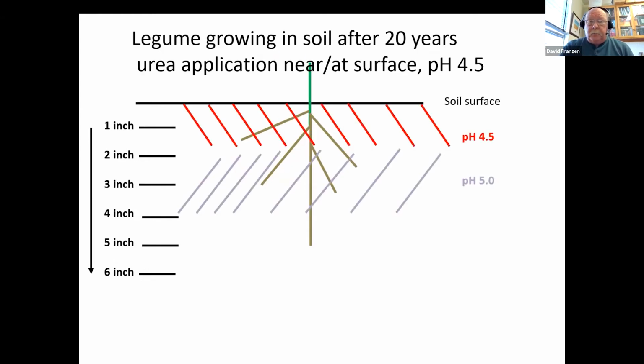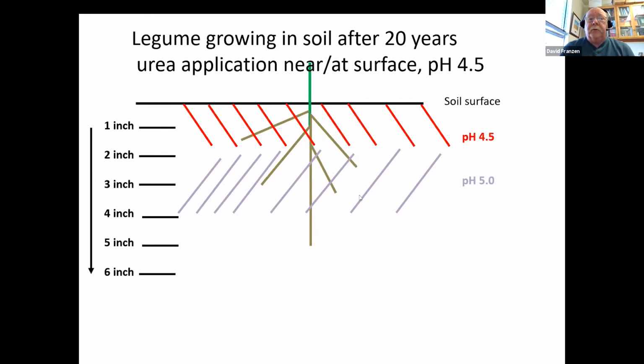But after you've been no-till for, I don't know, certainly 20 years or so, sometimes not that long, and you're putting urea within a couple inches of the soil surface, you can have this develop where you have really low pH. A pH of 4.5 is not very good. A pH of 5 isn't all that great, but usually you have a higher pH down at greater depths.